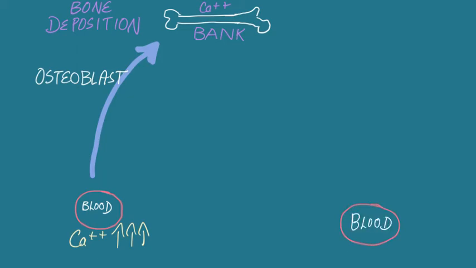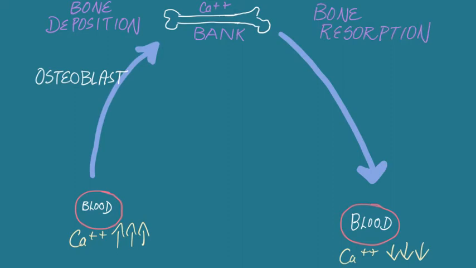So if you have too little calcium in blood, then you would want to withdraw the calcium, and this is brought about by osteoclast activity. And we call this bone resorption. Is the bone releasing the funds or bone releasing the calcium? So it's called bone resorption, and it is brought about by osteoclast activity.